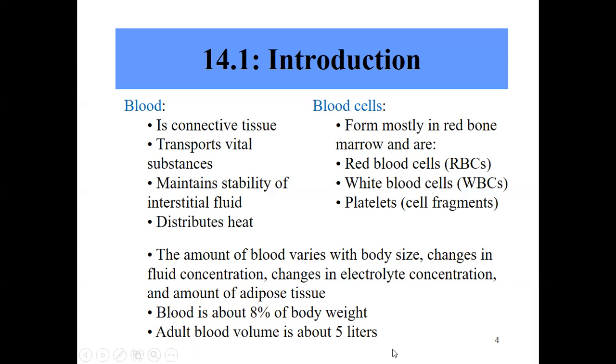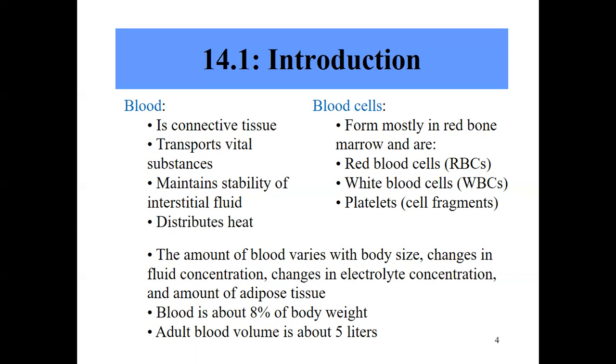The amount of blood that is located within an individual's body depends on the size of that person. For example, you wouldn't have the same amount of blood as an infant. The changes in fluid concentration, for example, if a person is dehydrated versus a person that is well hydrated, those amounts of blood in that same person in those different states will be somewhat different.